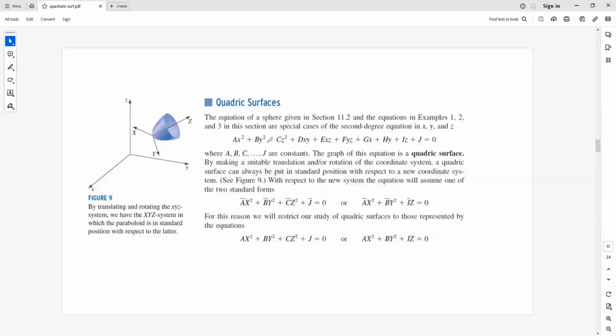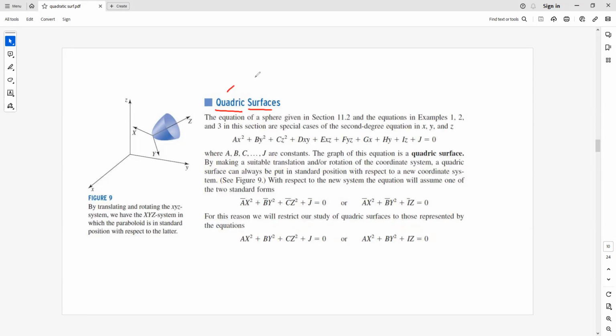So in the previous lesson, we talked about equation of lines, equation of planes, and then we talked about traces of surfaces on different planes. And we also learned how to draw the surface using the traces. Now in this lecture, we are going to learn quadric surfaces, right?